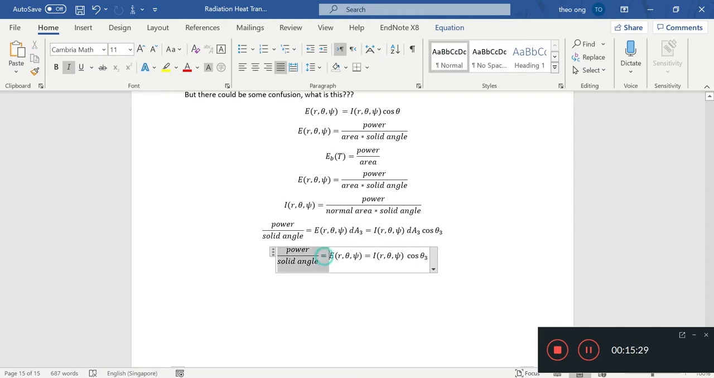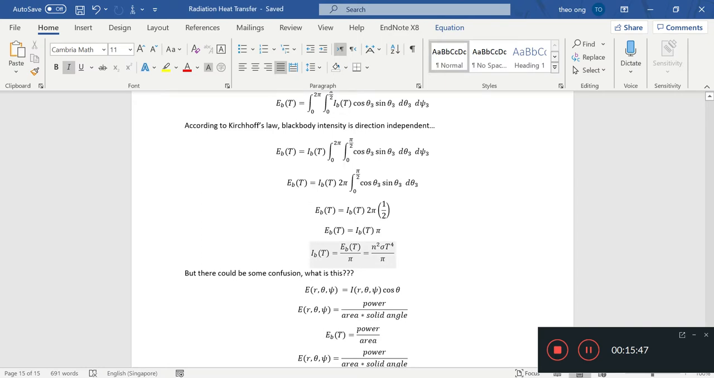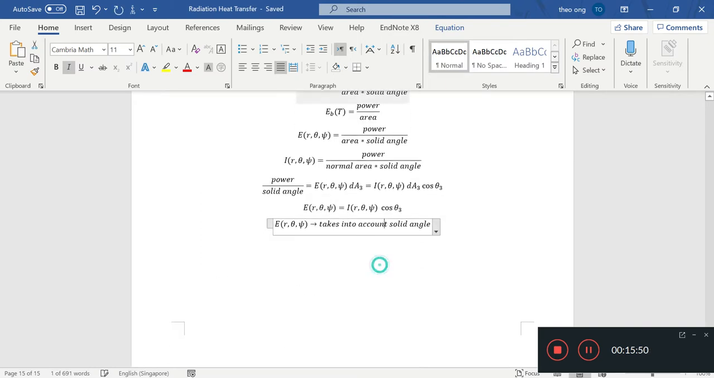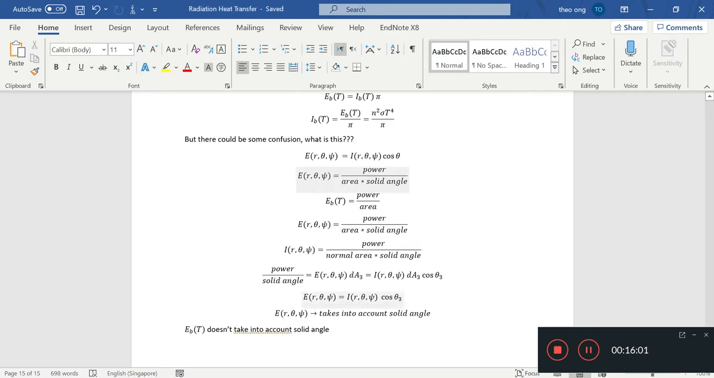So this is different already. This is where we get Lambert's cosine law from, because this one takes into account solid angle, whereas in this case EBT doesn't take into account solid angle. Hopefully that clears up the confusion. What is the difference between this cosine law? Why is this having a cosine and then this not having a cosine?